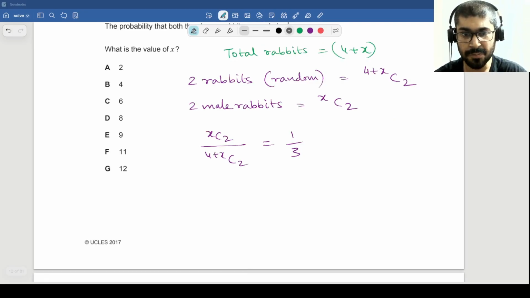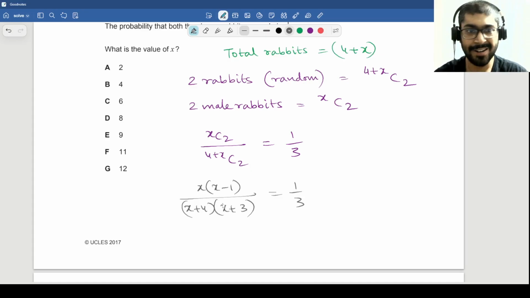So X C 2 will be basically X into X minus 1, right? Everything else will cancel away. (4 plus X) C 2 will be X plus 4 into X plus 3. Everything else will cancel away. So this will be equal to 1/3. Now you can just put the values and check, or you can solve the quadratic equation. This will be your school technique. So solve the quadratic.